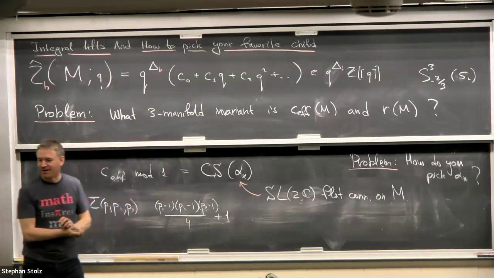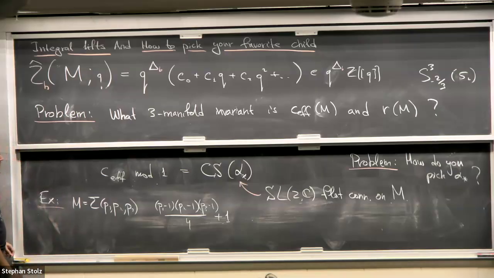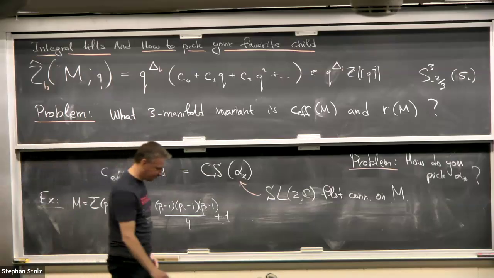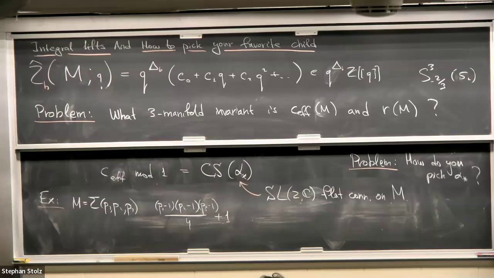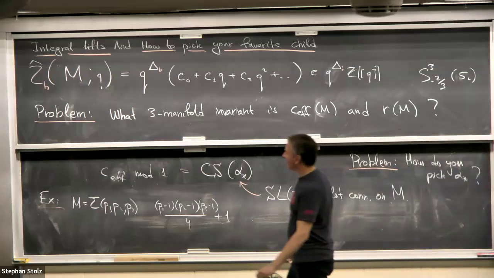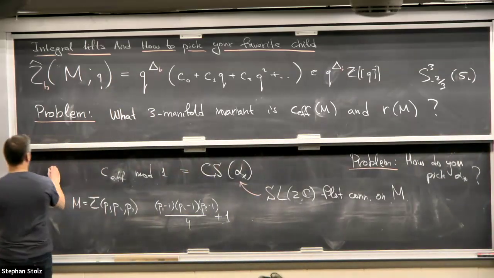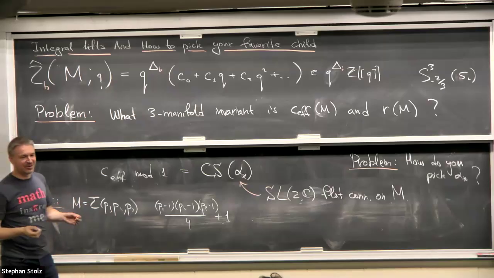Sorry, I missed where the statement came from. Is the statement that the CFF is in fact the Chern-Simons on some distinguished flat connection? Is that a theorem or a conjecture? That's a conjecture, but it's an incorrect conjecture for several reasons I'm going to prove.